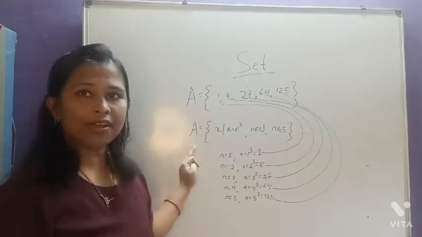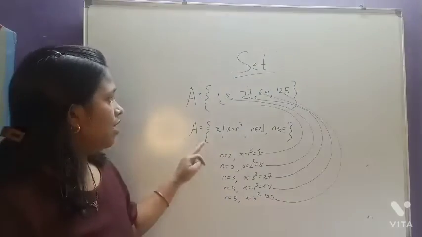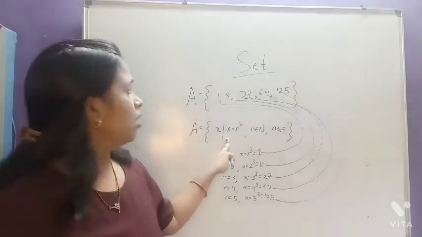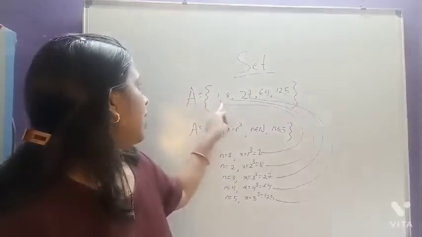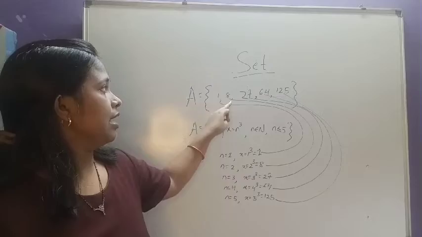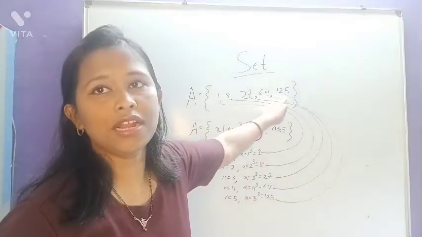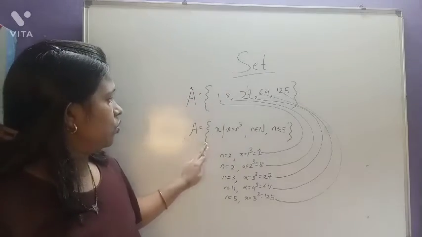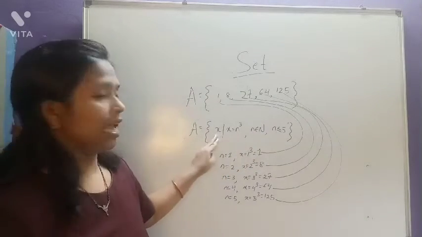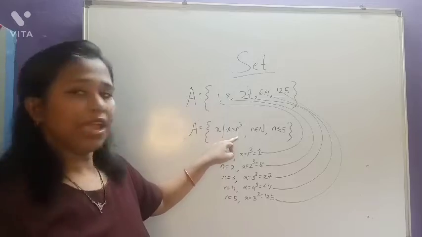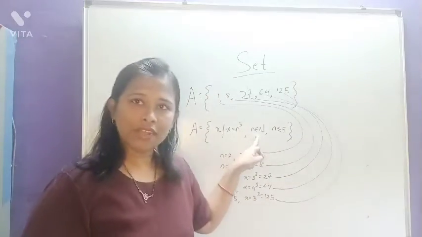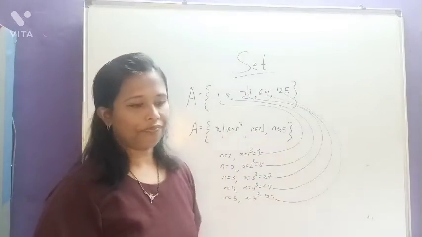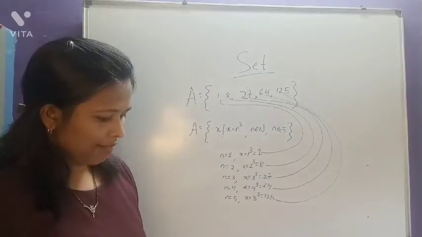So this listing method of this set, converted to our rule method, is it okay? Is this the correct conversion? Yes, because all the elements satisfy the rule. So the elements of the set A in the listing method are 1, 8, 27, 64 and 125, and you convert this set from listing method to rule method like this: x such that x is equal to n cube, n belongs to the set of natural numbers and n less than or equal to 5.